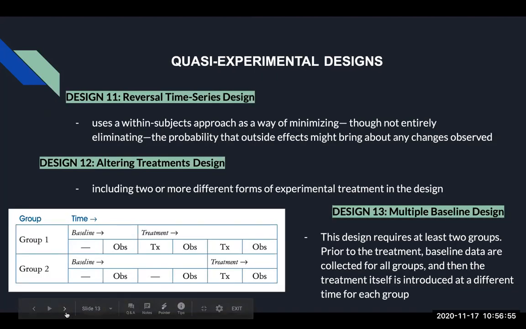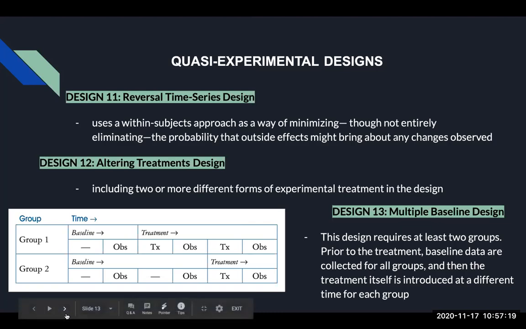Design 11, reversal time series design. This one uses a within-subject approach as a way of minimizing, though not entirely eliminating, the probability that outside effects might bring about any changes observed. Design 12, alternating treatments design. This one just means including 2 or more different forms of experimental treatment in the design.